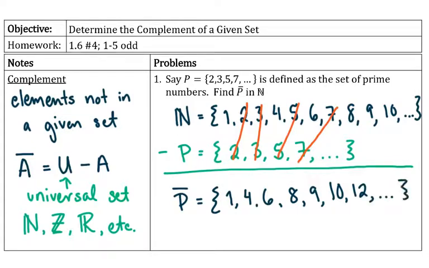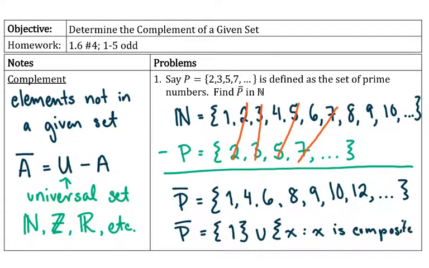So you could list them out like this. Another easier way to list them out is you'll notice that with prime, there's already a pretty natural complement in the natural numbers, and that is the composite numbers. So you can also just say the complement of P is 1 union X, where X is a composite number. This is another way you could write this set.